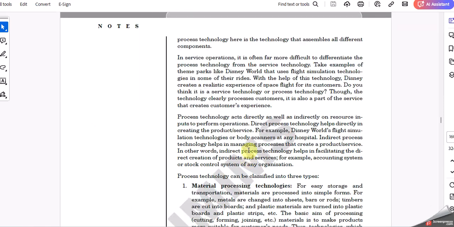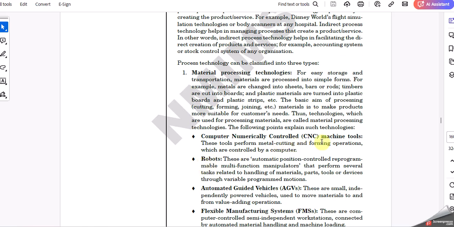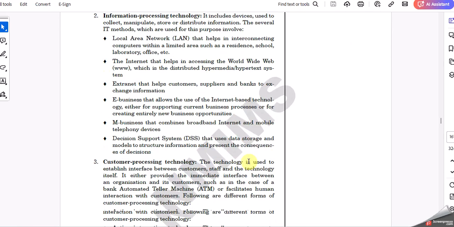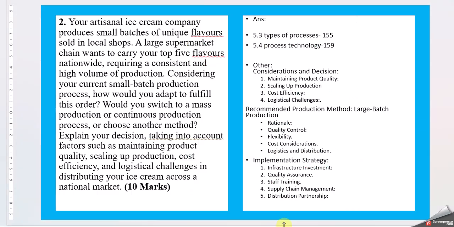Then process technology. There are different types of process technologies used here, like CNC, computer numerical control, robotics, automation. So you can see some process technologies, automation in manufacturing, and then other points you can also consider. The considerations for the decision can be maintaining product quality, how you are going to maintain it, then scaling up the production, cost efficiency, logistical challenges. So these are the factors which you have to consider while taking the decision.